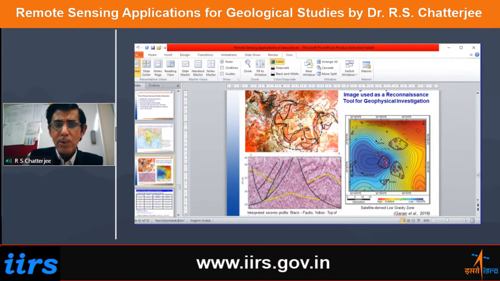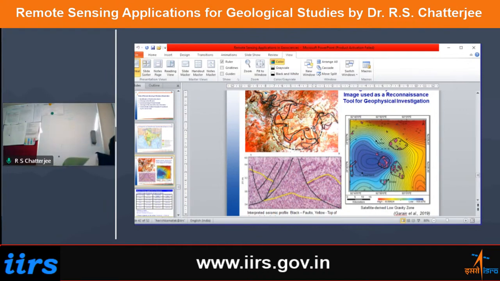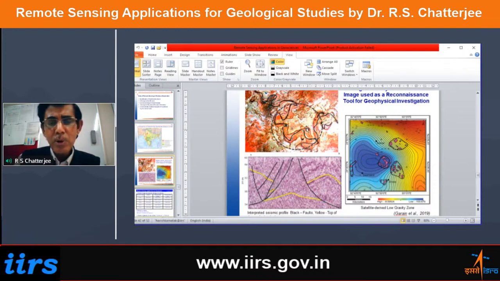Like you see, for a particular example, here from the drainage anomaly, you can interpret that there are some geological structures which can potentially serve as a reservoir for oil. Basically, it is a trap for oil. Okay, so this kind of information you can get as reconnaissance information for hydrocarbon exploration.